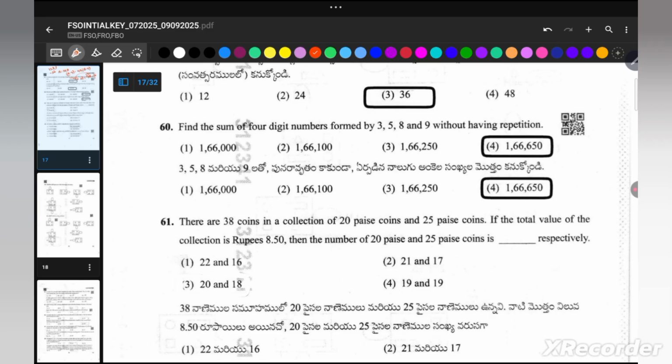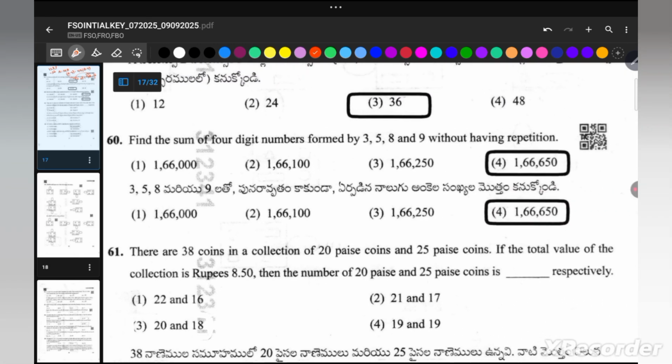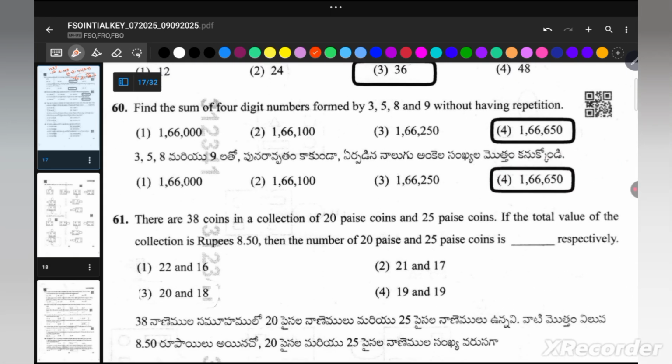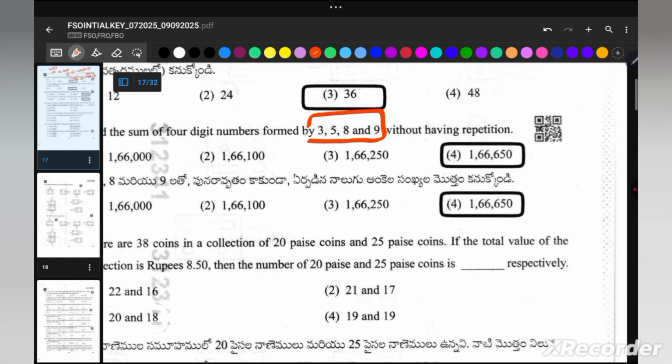Find the sum of the 4-digit numbers formed by 3, 5, 8, 9 without repetition. It's a very tricky question actually, if you closely observe this one. There are 4 numbers, 3589. If you closely observe, these 4 numbers can be arranged in 4 into 3 into 2 into 1 ways. That means 24 ways we can arrange these numbers in a 4-digit number.